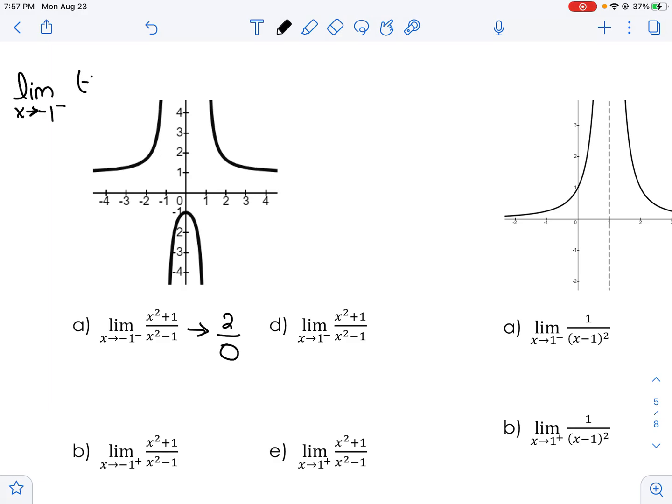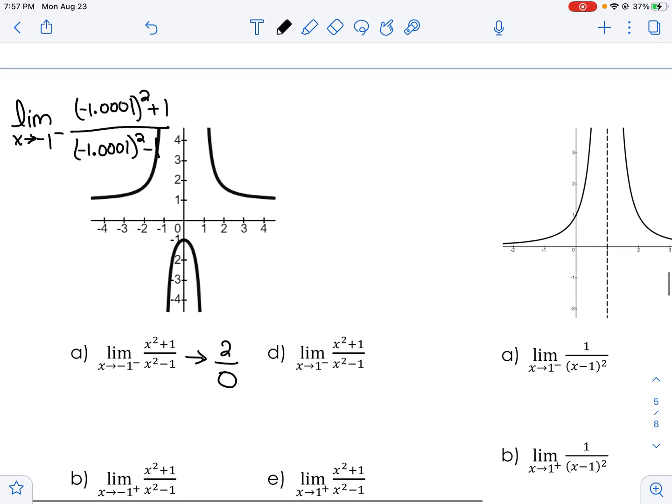Okay, so I'm going to plug in negative 1.0001. I'm going to square it, plus 1. I'm going to plug it in on the bottom as well. Okay, so my top is still going to give me 2.